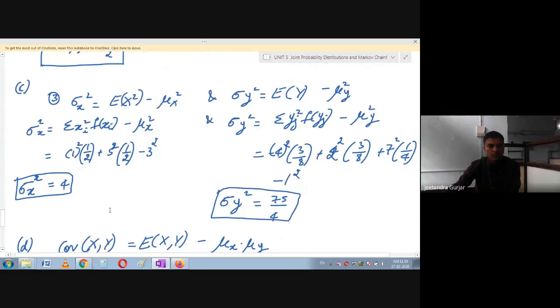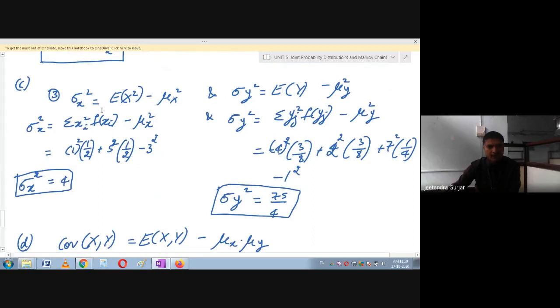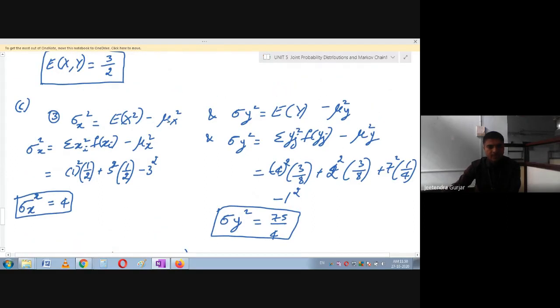Similarly, you should go for sigma x square, which is equal to E of x square minus mu x square. So please remember this. This E of x square is nothing but the summation of only x square, f of xi will remain as it is. Means you are going to substitute these values and get the answer for sigma x square. Simultaneously, you should go for y also.